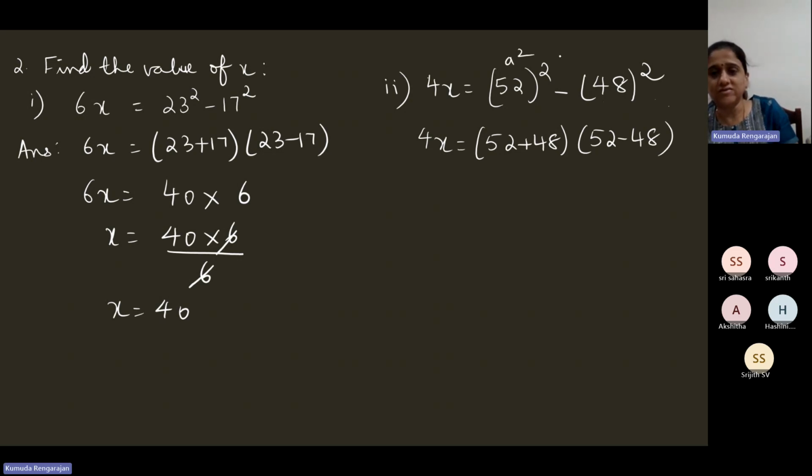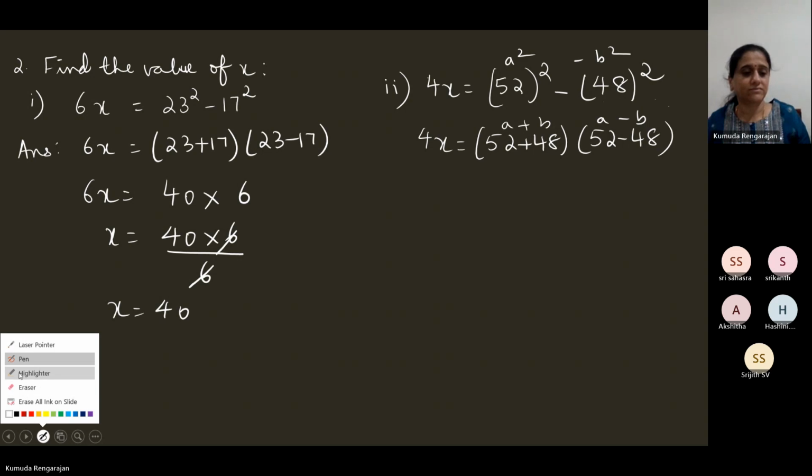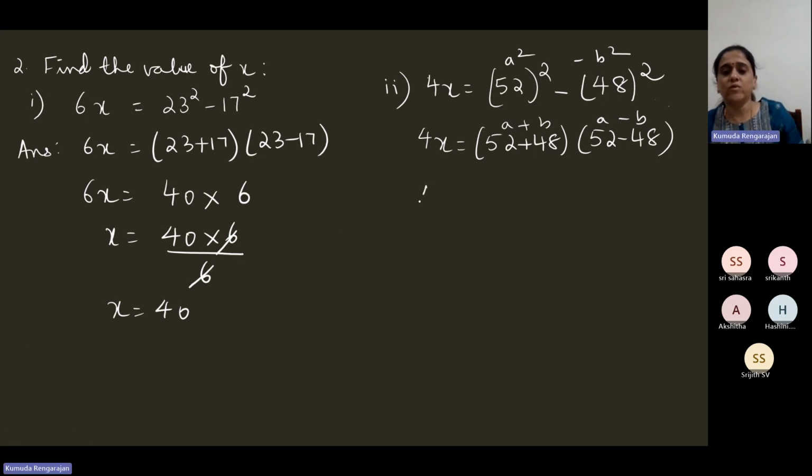See, here it is like a square minus b square. You should not write the same thing again. So you must write the other side of the identity, a plus b into a minus b. If you have a plus b into a minus b, then you should write the answer as a squared minus b squared. So 4x is equal to, when you add, what do you get? 100 into, subtract 4. x is equal to 100 into 4 divided by 4. 4 and 4 get cancelled. x is equal to 100.